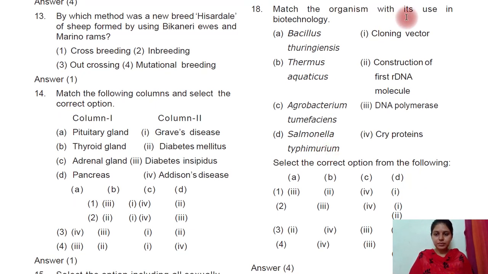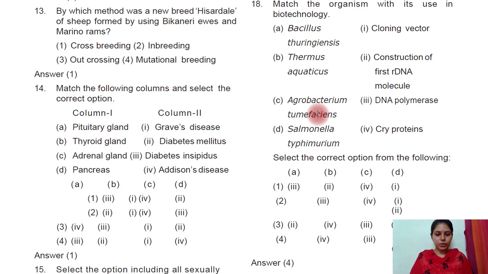Match the organism with its use in biotechnology. Such direct questions. We have Bt. Bt is always Cry proteins, right, where they choke the gut of the insects. And then we have Thermus aquaticus. It is for DNA polymerase, which is used for PCR, polymerase chain reaction. Agrobacterium, yes, the cloning vector. Salmonella typhimurium is the construction. So here the answer is 4.